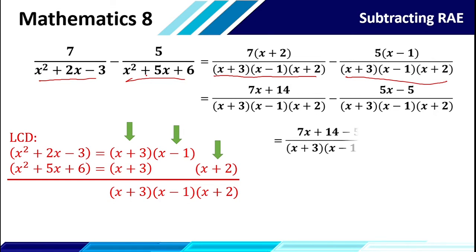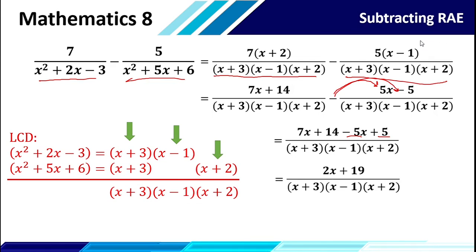Okay? And now that we have the same denominator, we will just copy this one. And then make sure that you distribute the negative sign to 5x as well as negative 1 to negative 5. So we will have negative 5x plus 5. Simplify it further. We will combine like terms. So we will have 2x plus 19 all over x plus 3 times x minus 1 times x plus 2. Or it could be written as 2x plus 19 all over x cubed plus 4x squared plus x minus 6.